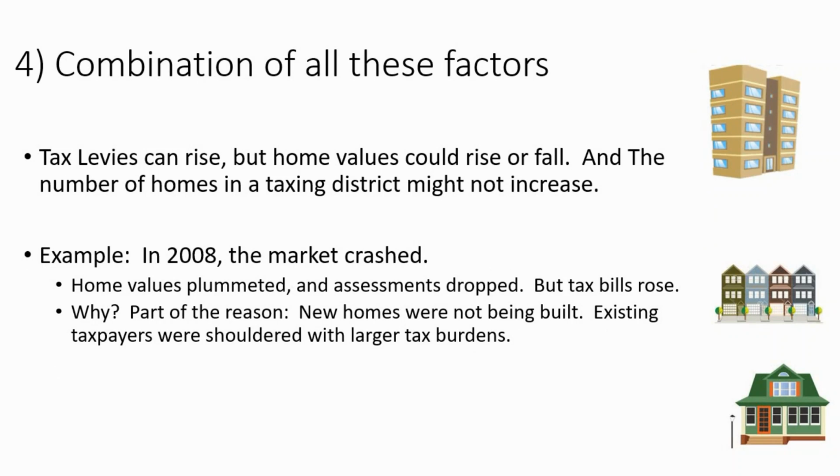But the fourth issue is that there's a combination of those three factors. Tax levies can rise or fall, and home values can also rise or fall, and the number of homes in a taxing district might not increase. For example, in 2008, remember when the market crashed? Home values plummeted and assessments dropped, but tax bills rose. Why? Part of the reason is that new homes were not being built. In fact, there were several years where maybe just a handful of homes were being built in each town. So what happened? Existing taxpayers were shouldered with larger tax burdens.